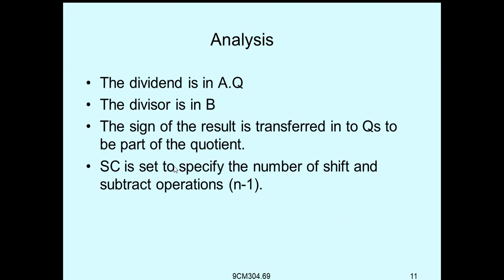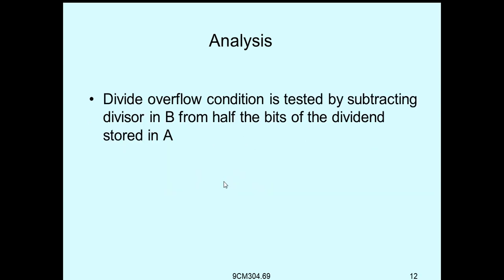So this is the analysis of the division operation. The dividend is in AQ and the divisor is in B, and the sign of the result is transferred to QS, the sign part of the quotient. SC is set to specify the number of shift and subtract operations. And the divide overflow condition is tested by subtracting the divisor in B from the high-order bits of the dividend stored in A.